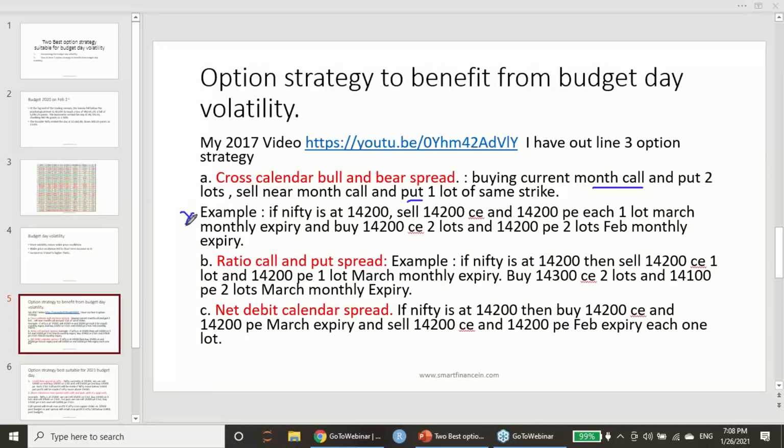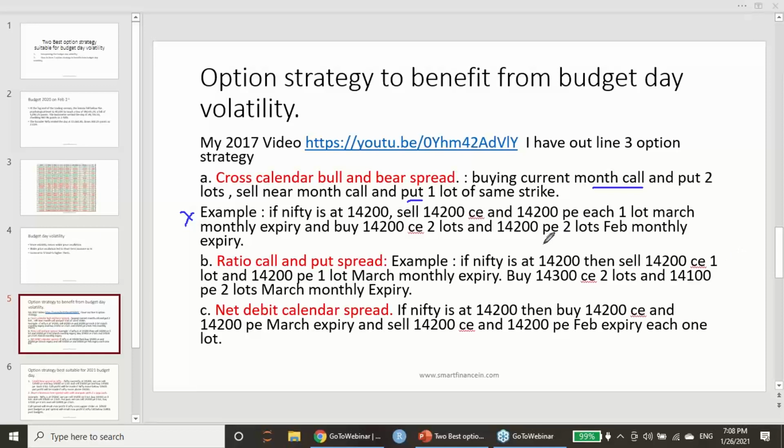But this strategy will not be suitable when there is no short-term expectation of wider price movement. So this is only for this kind of movement, when you expect that on that particular day a huge movement is going to happen.